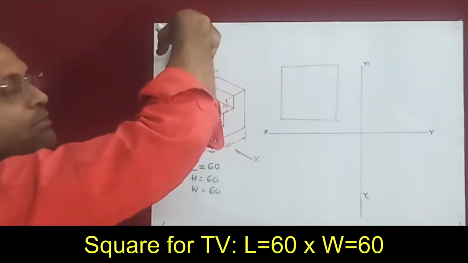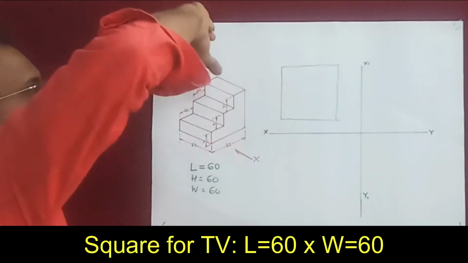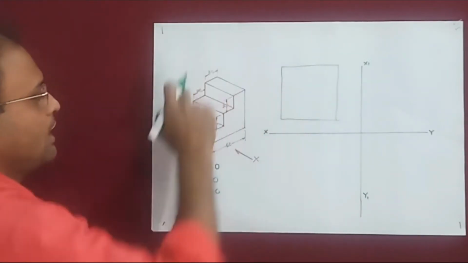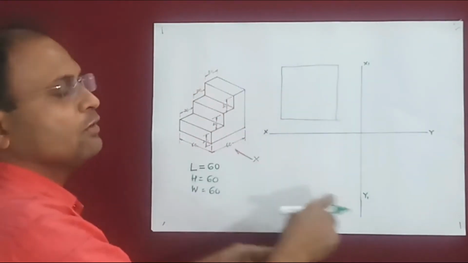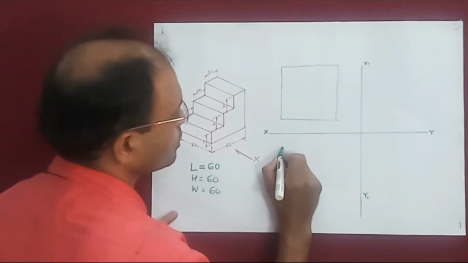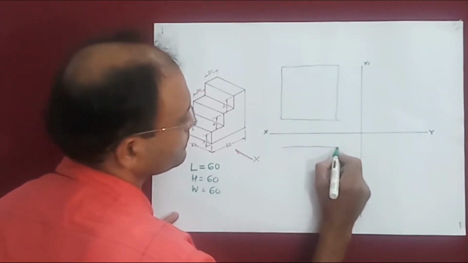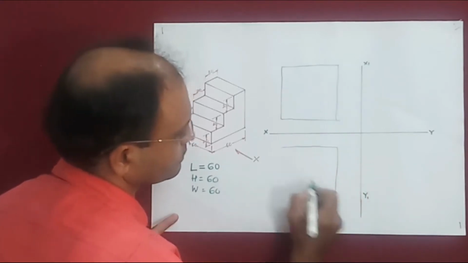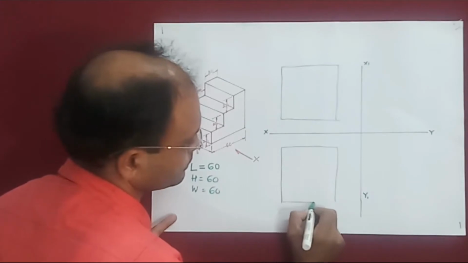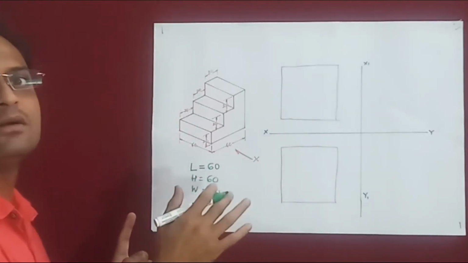Now in the top view, which dimensions will be seen? The length and width of the object will be seen. So the length here is 60 and the width is also given as 60. So the top view will also be a square of side 60 by 60. So this is the required square for the top view.